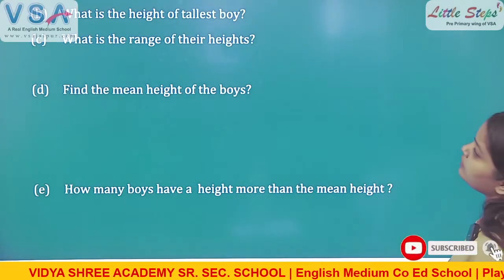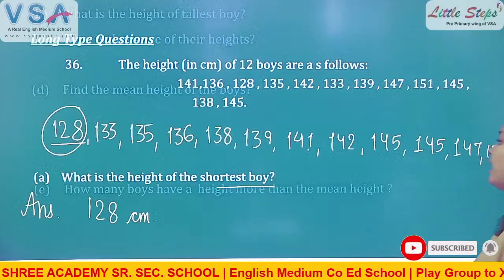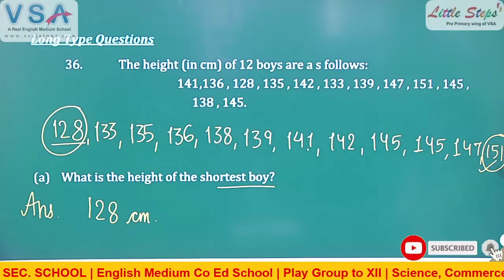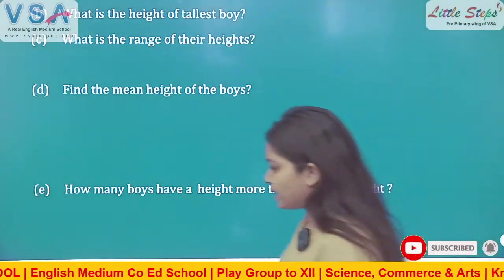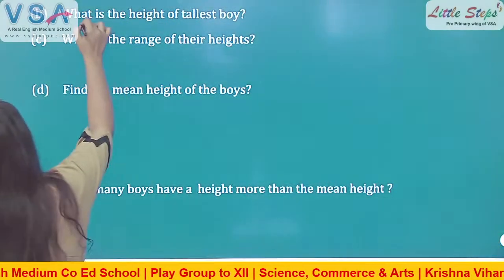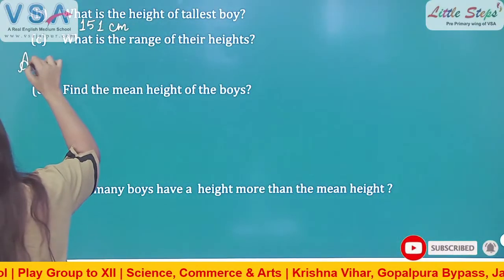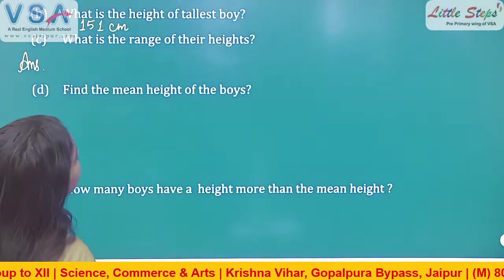Next question, what is the height of the tallest boy? As we can see, the tallest one is 151. The highest one is the tallest one. So we have the answer 151 centimeter.